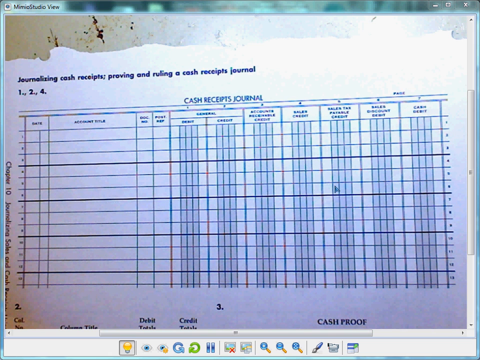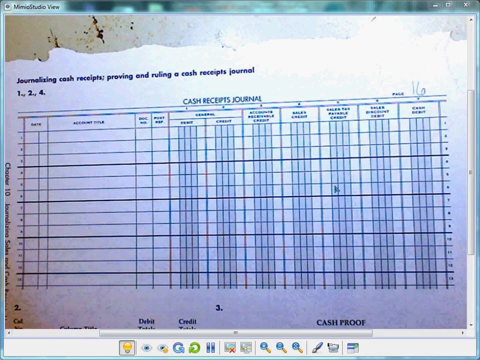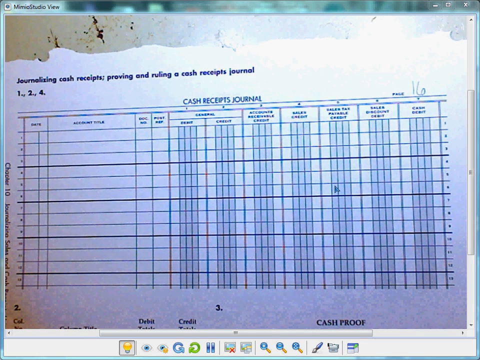Transactions beginning on line 1. And we're using journal page 16, so we'll label our page number. Our first transaction, October 1st, we received cash on account from Oakley Company, $371, covering S96. It's R144.